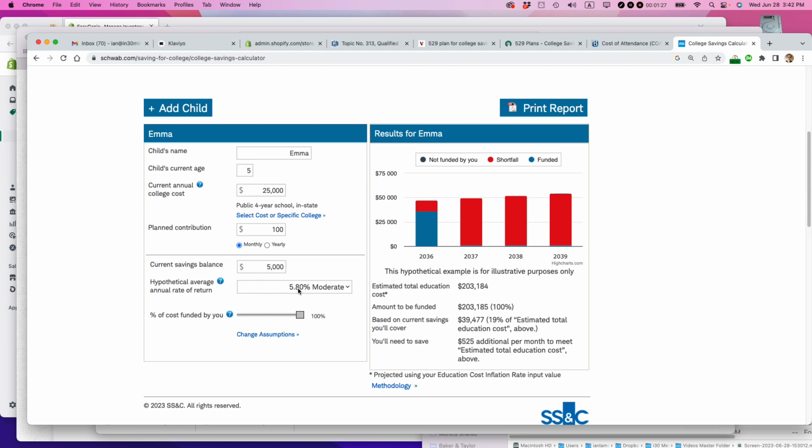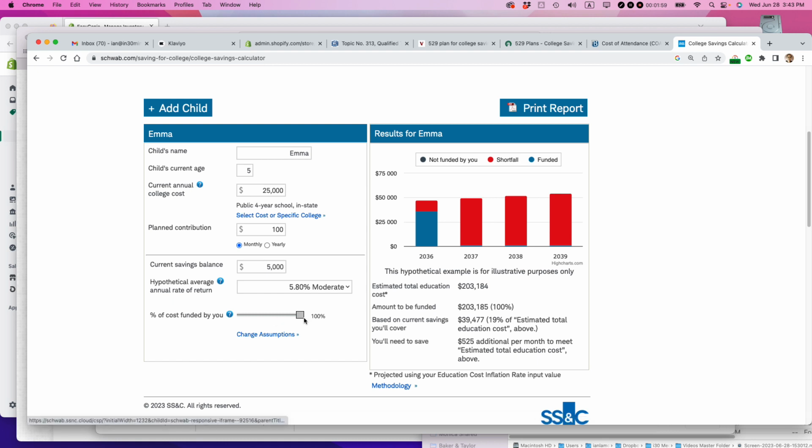You're assuming that the hypothetical average annual rate of return is 5.8%. That's kind of a moderate assumption. Some years there'll be more, some years it'll be less, but on average, it'll be 5.8%, and the percent of the cost funded by you is 100%. So this is assuming you're not going to get any break because of your income. Maybe you're below the median income, or you qualify for some special grants, or your kid is absolutely brilliant and they're going to get a scholarship. So let's just assume that none of that applies.